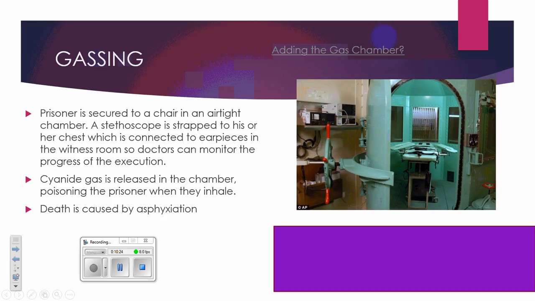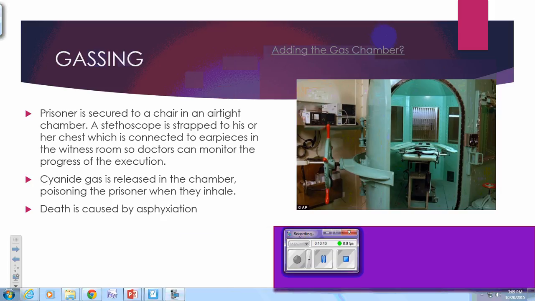Cyanide gas is then released in the chamber and it poisons the prisoner as they inhale. We used that in the Holocaust, yes. Death in this case is caused by asphyxiation, suffocation, basically. Would that be considered not humane because you're still suffocating them? Yes. When you get hanged, isn't it supposed to happen instantly? Right. And so this seems way more inhumane.